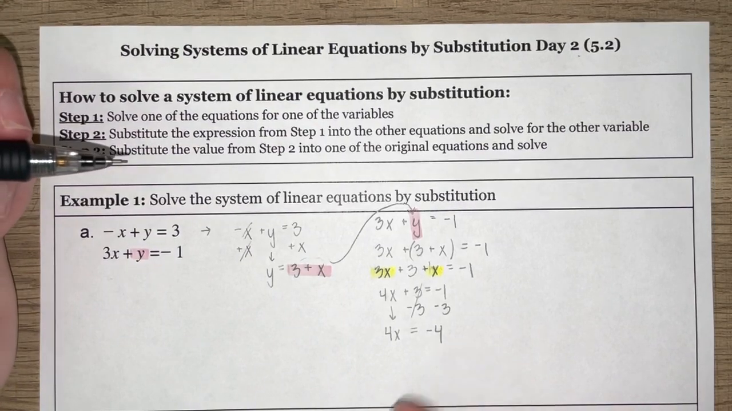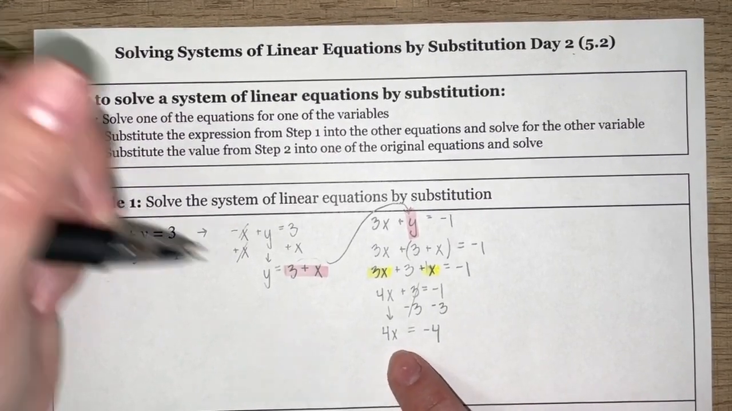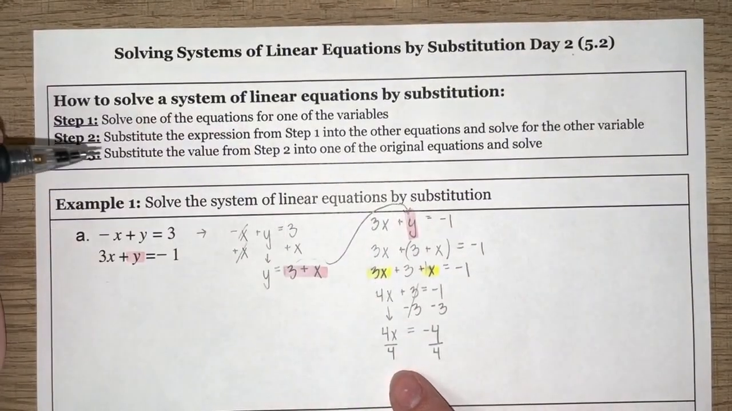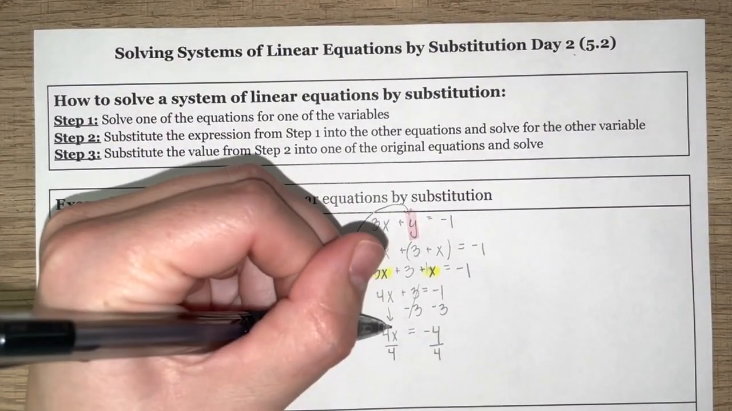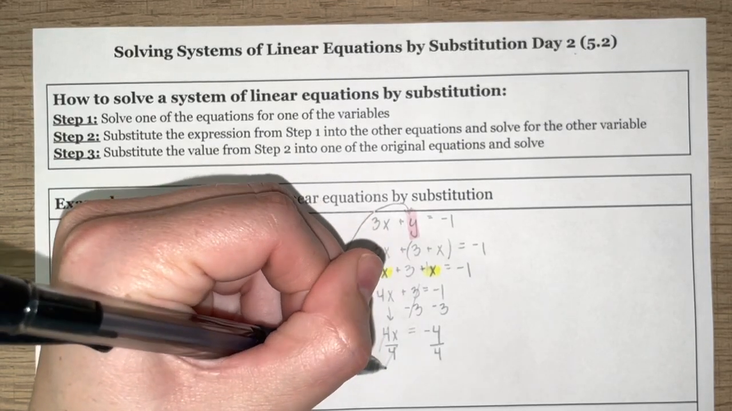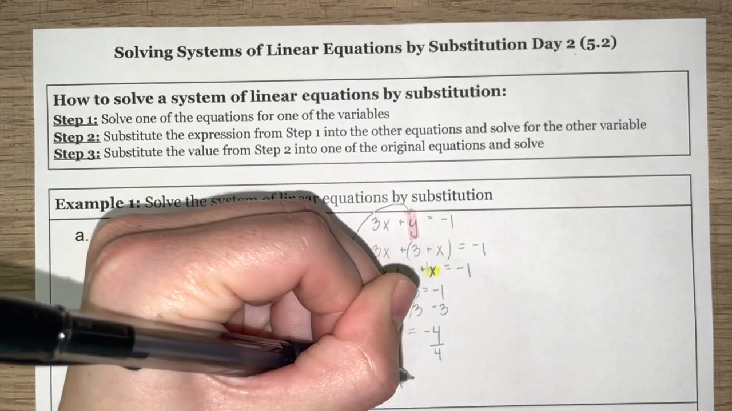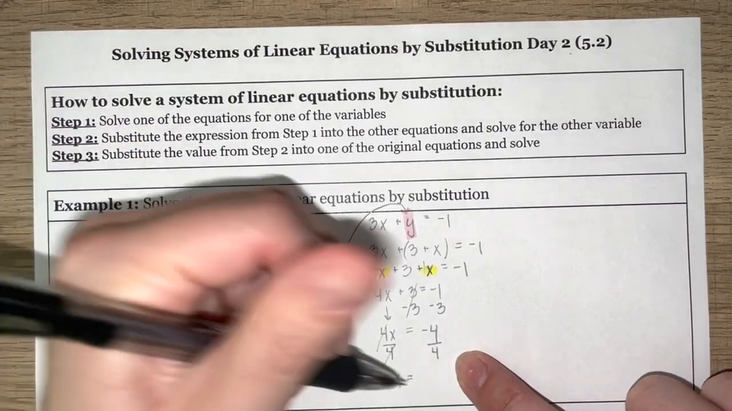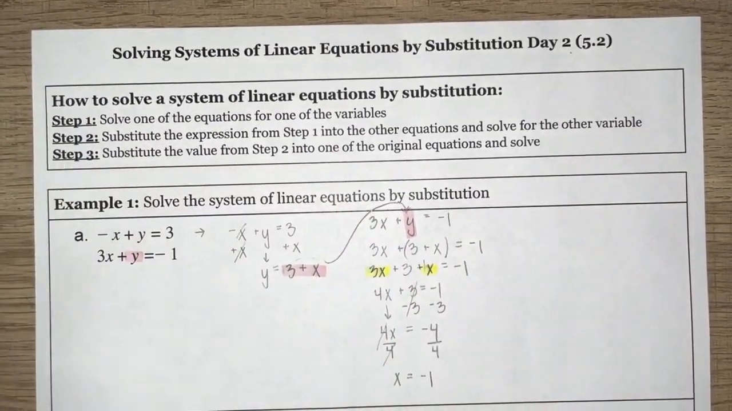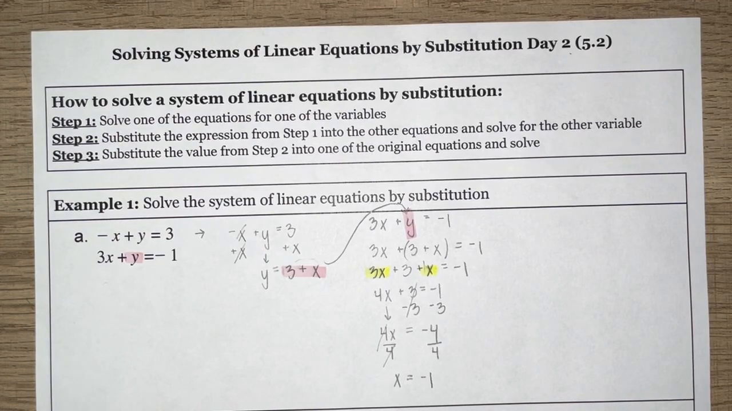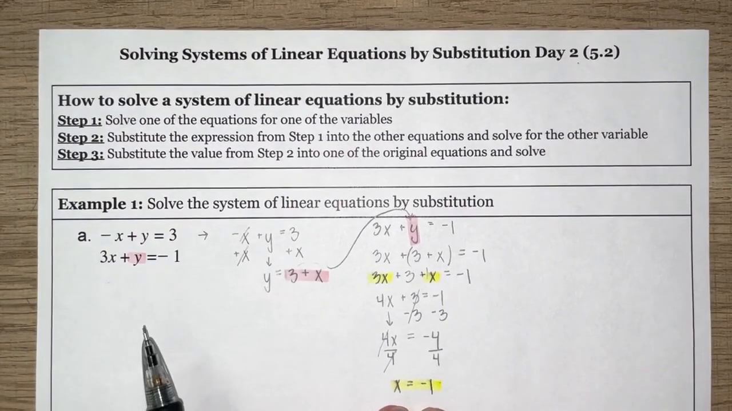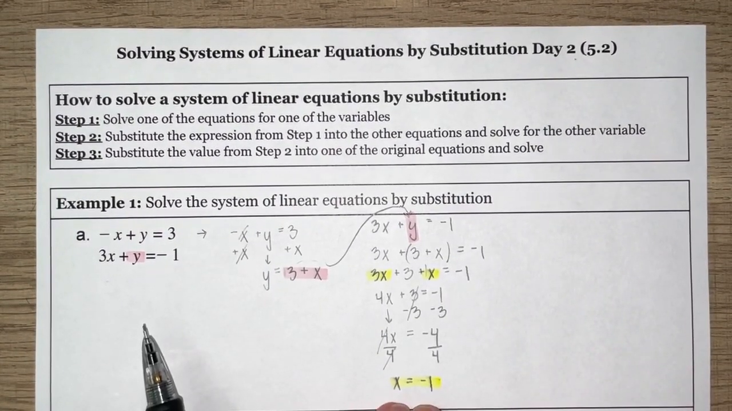And the last thing I need to do to isolate x is to undo multiplying by 4. So I'm going to divide both sides by 4 in order to undo the multiplication. So multiplying by 4 and dividing by 4 cancels out. I'm left with x equals negative 4 divided by positive 4, which becomes negative 1. So we found our first variable. We found out x equals negative 1.